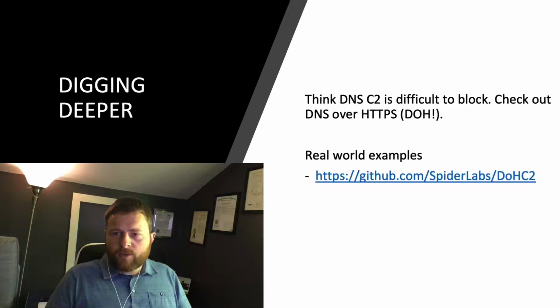All right, digging deeper. So we just scratched the surface on a lot of these topics. DNS tunneling is a challenge, I think most would agree, to protect against. But really, there's some other things coming our way that might be even more difficult. With the new DNS over HTTPS protocol getting more wide adoption, this makes it even more difficult to detect DNS tunneling. If the contents of your DNS requests are encrypted by HTTPS, then you have to have some features in place in order to even have visibility of your DNS requests. And there's already some red team tools that take advantage of this, such as the Spider Labs DOHC2.